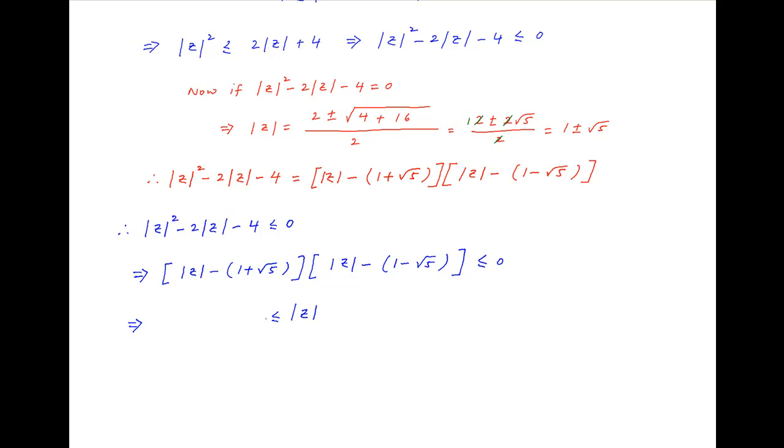And this implies that absolute value of z lies between 1 minus root 5 and 1 plus root 5. And it therefore follows that the maximum value of absolute value of z is 1 plus root 5, which is the required answer.